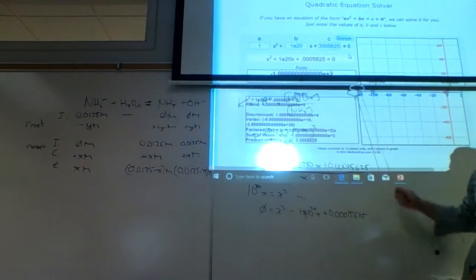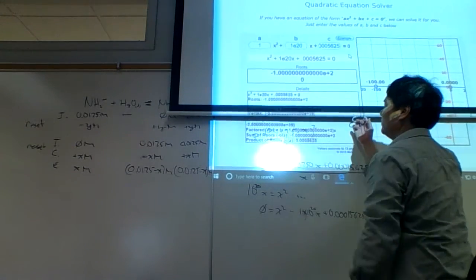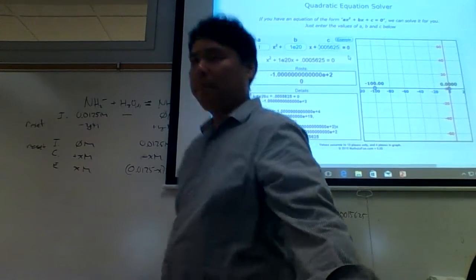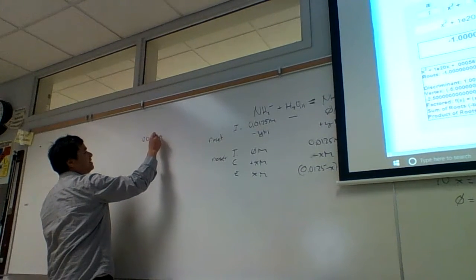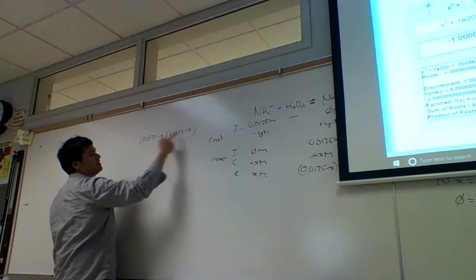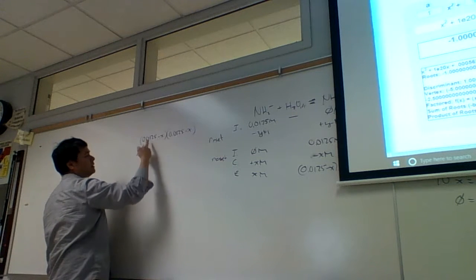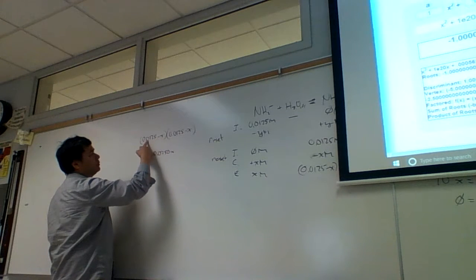So let me look. Did I make an error multiplying? I haven't multiplied binomials in a while, so maybe I made an error multiplying out the binomial. Let me double check this one. This binomial, 0.0125 minus x times 0.0125 minus x. So minus x times minus x gives me x squared, minus 0.0125x minus 0.0125x gives me minus 0.0250x, and then 0.0125 times 0.0125.